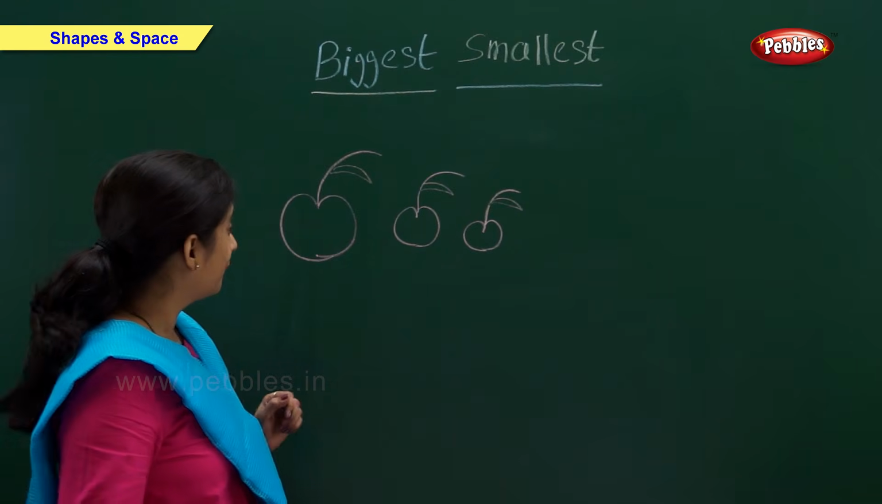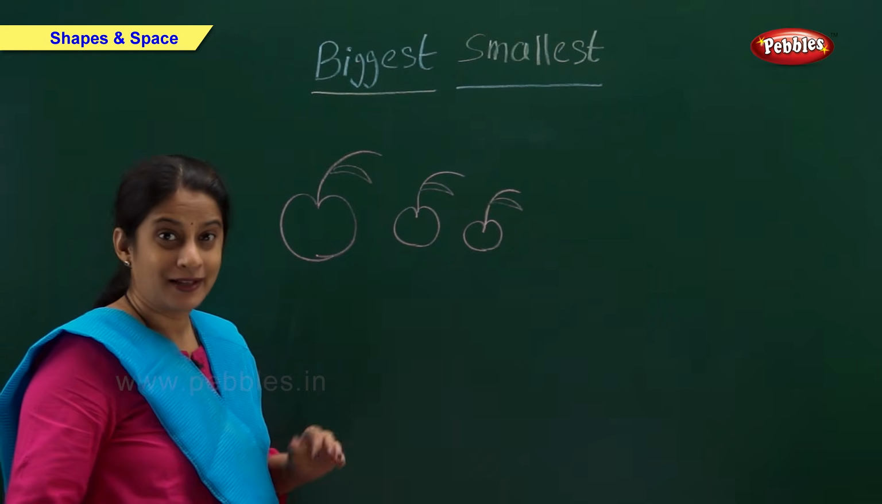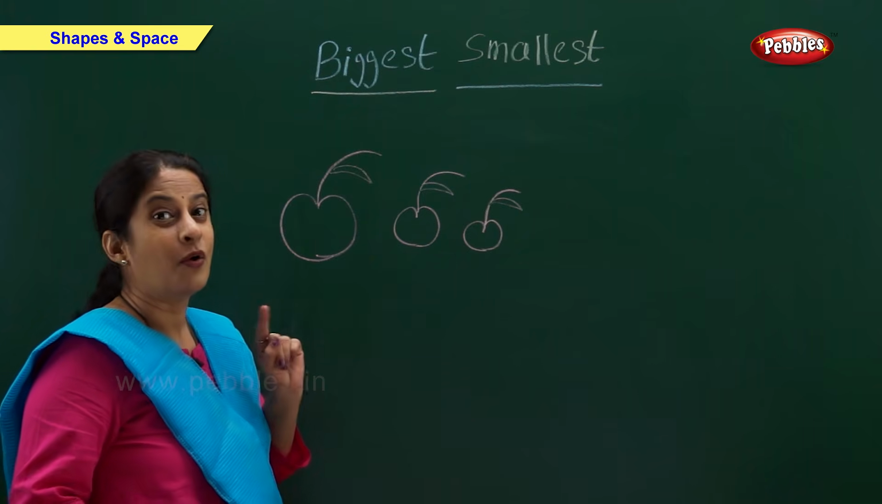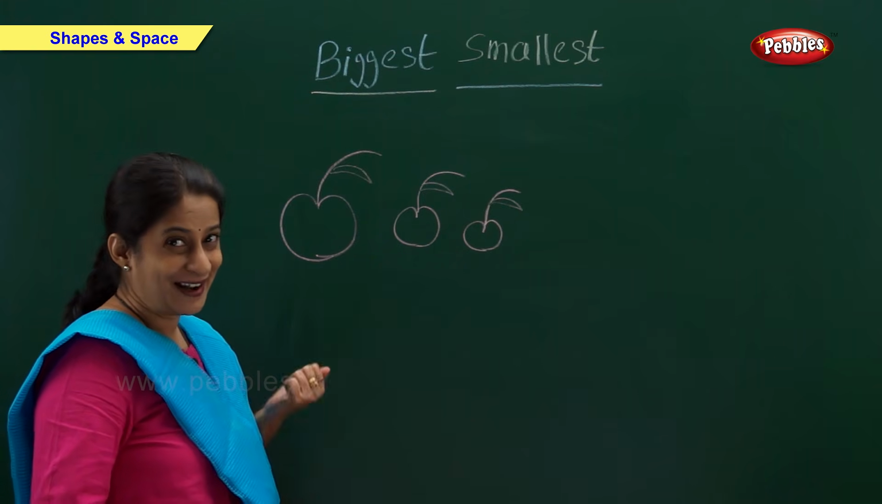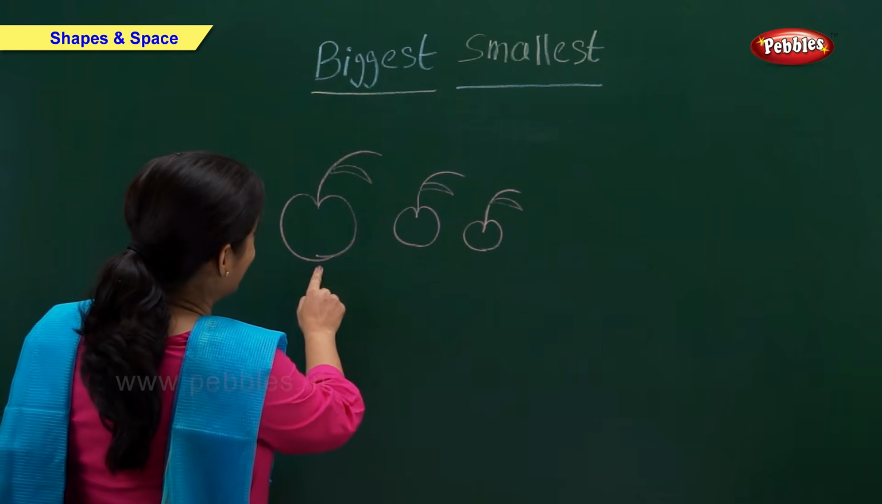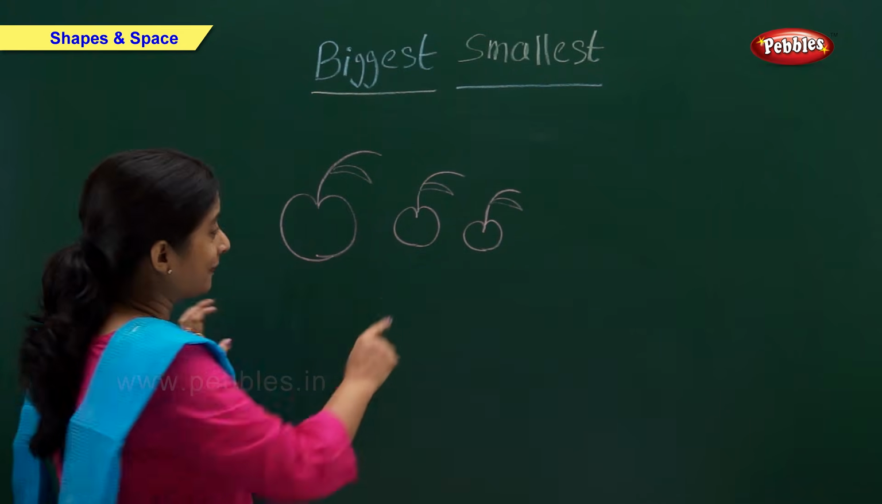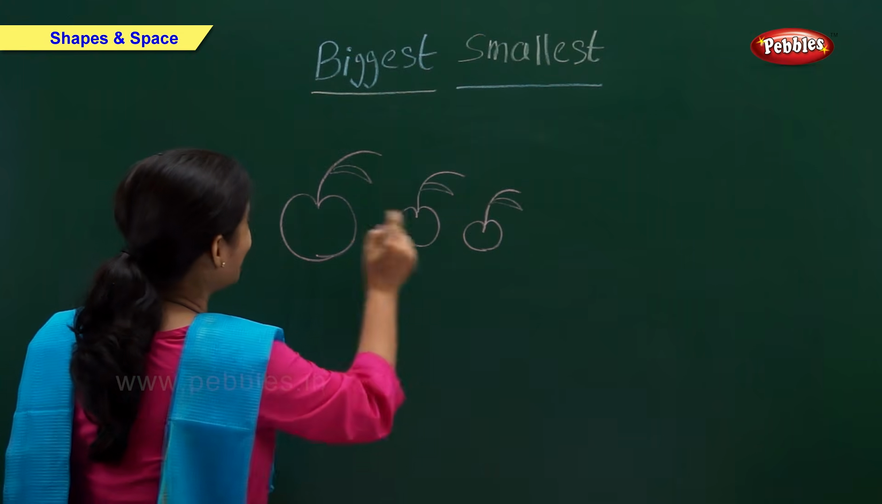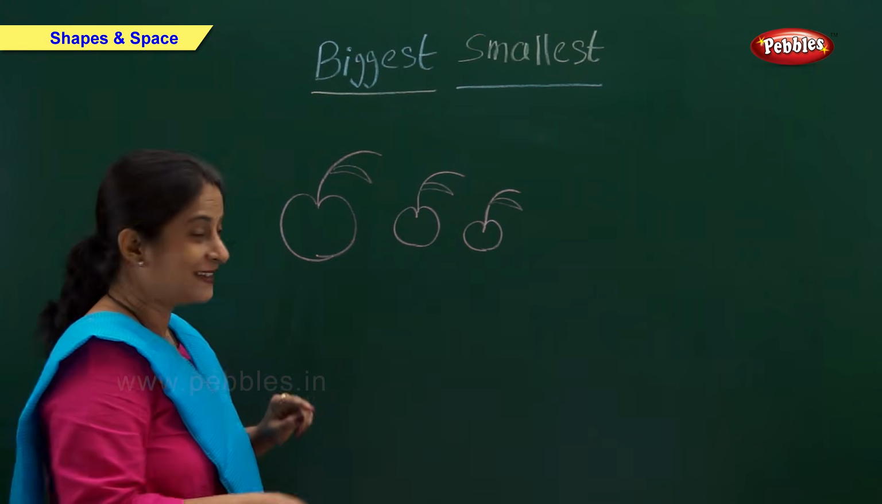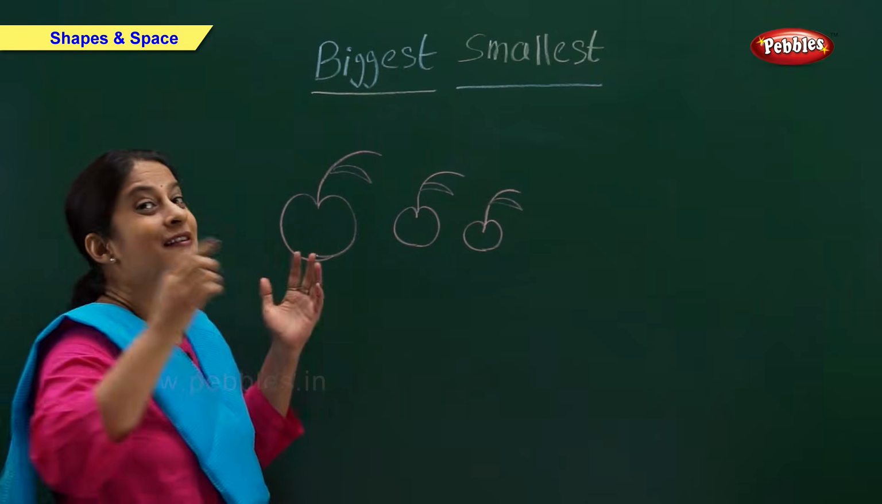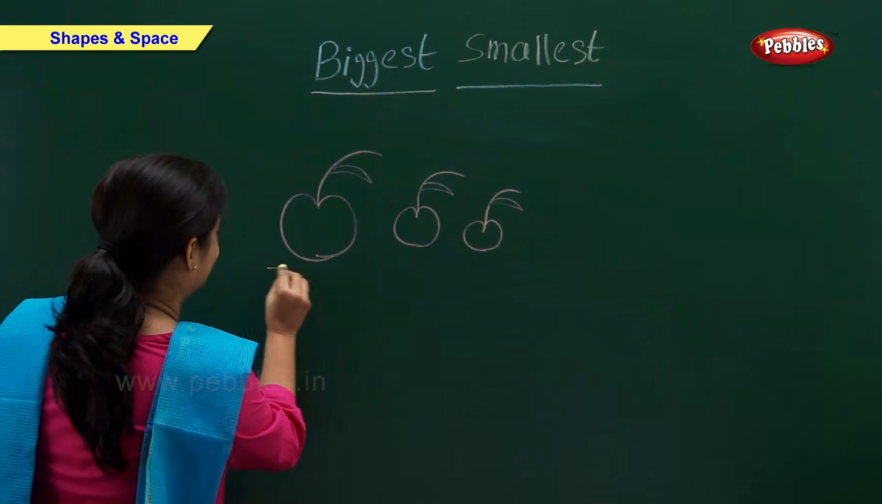Now we have 3 apples and we should find out which is the biggest and smallest. Let's start. Is this the biggest or this or this? Which is the biggest one? Right. The first one is the biggest apple.